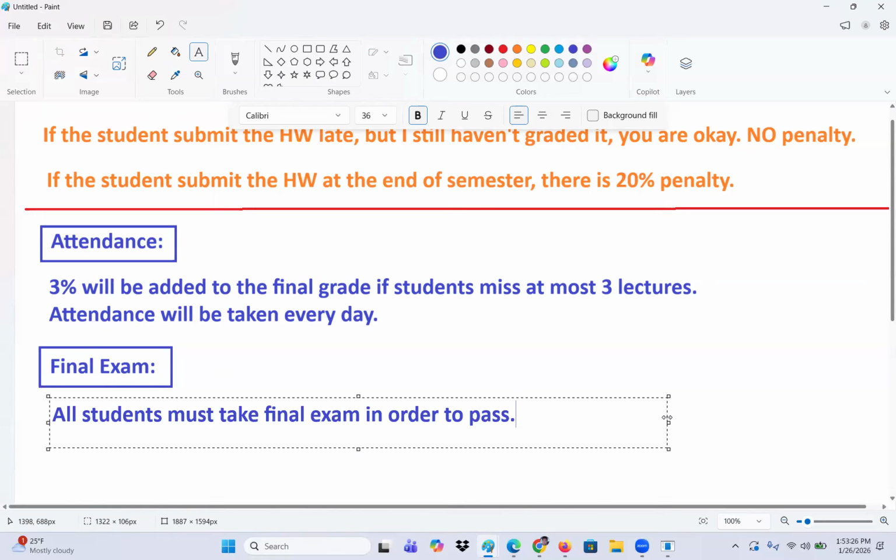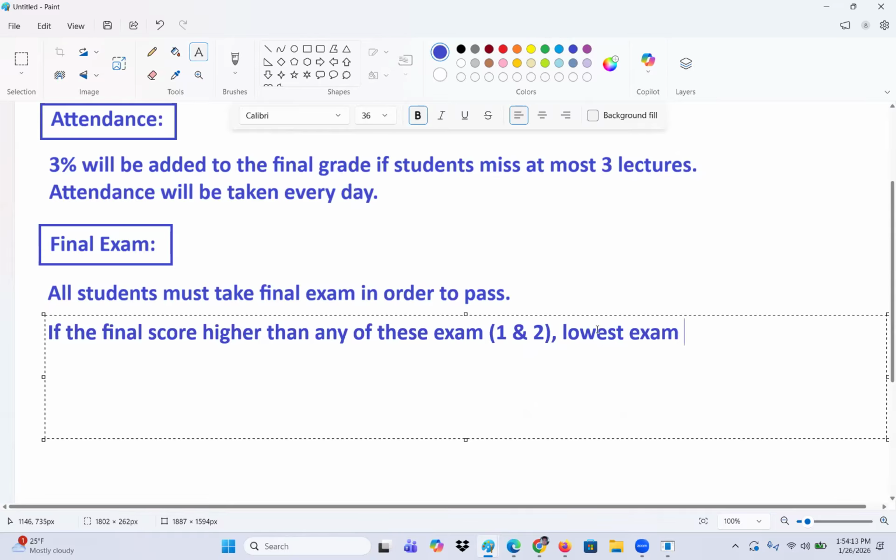If the final exam score is higher than any of the exams, either exam one or two, what is happening is that the lowest grade, either one or two, will be dropped and replaced by the final exam. That sounds a little confusing, right?